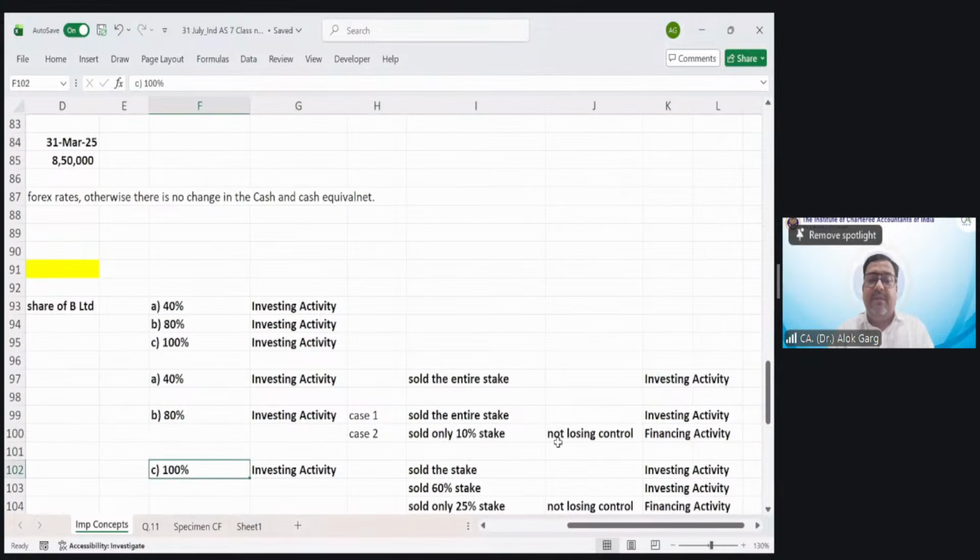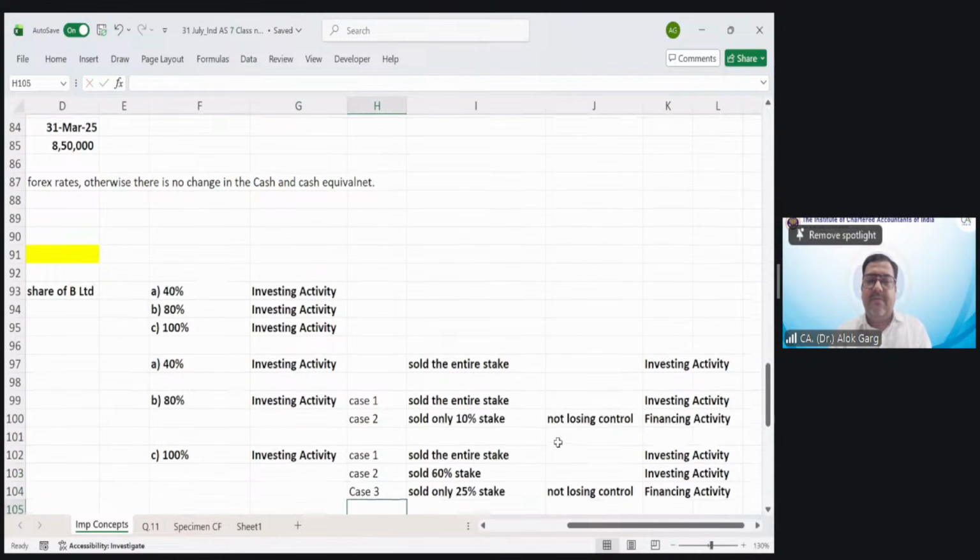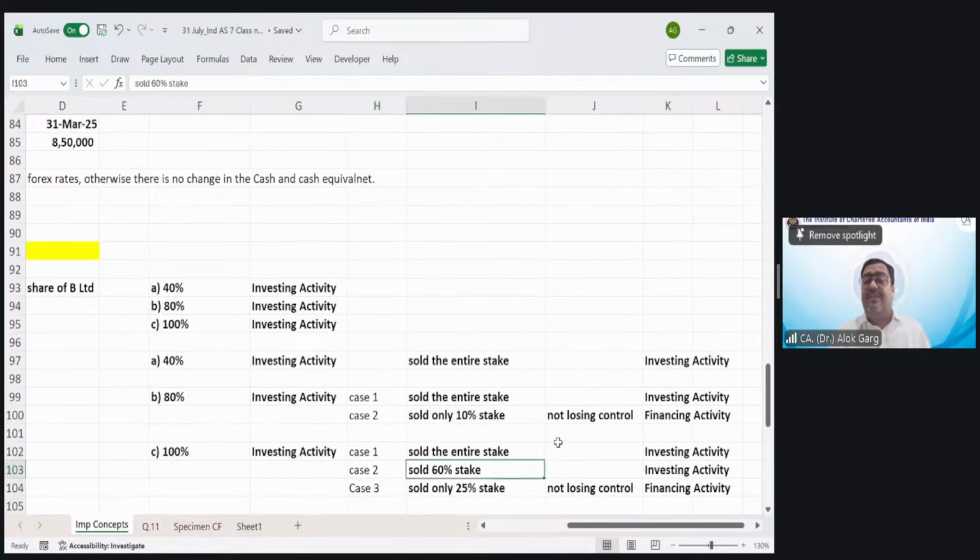Now, third example, the company has purchased a 100% stake in company B. Now, the company sold the entire stake. What is the nature if the company sold the entire stake? Investing activity. The company sold a 60% stake. So the company sold 60% and lost control. If the company has lost control, it will be an investing activity.